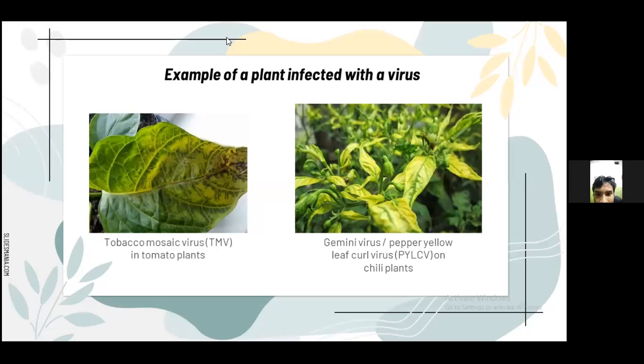Examples of plants infected with a virus. On the left is tobacco mosaic virus or TMV in a tomato plant. And on the right, Gemini virus or pepper yellow leaf curl virus, PYLCV, on chili plants.